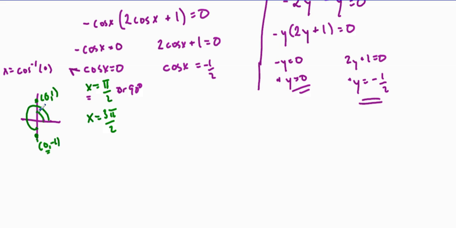So this is where you have to use your common sense. You have to understand your trig. Where does cosine of x equal 0? Yes, 90 degrees, but also right over here, at 270 degrees.